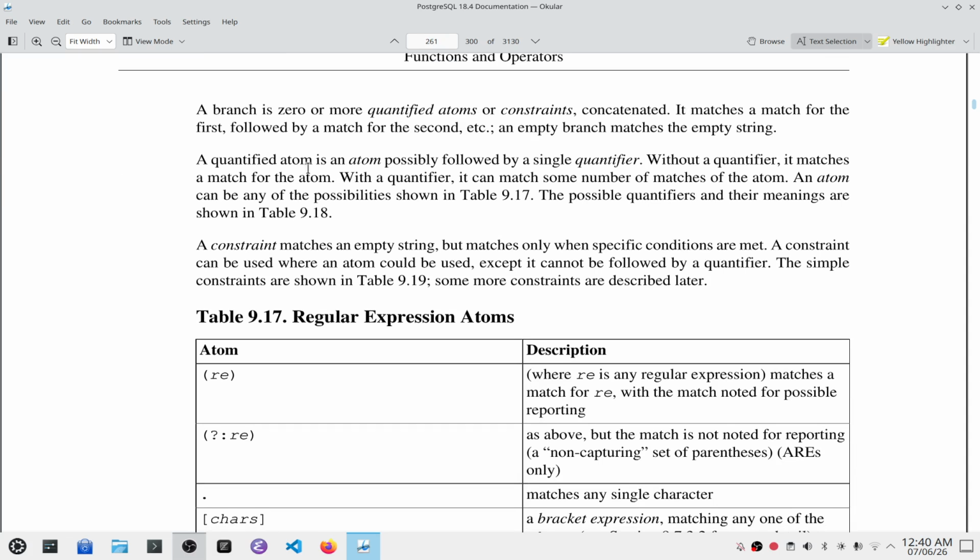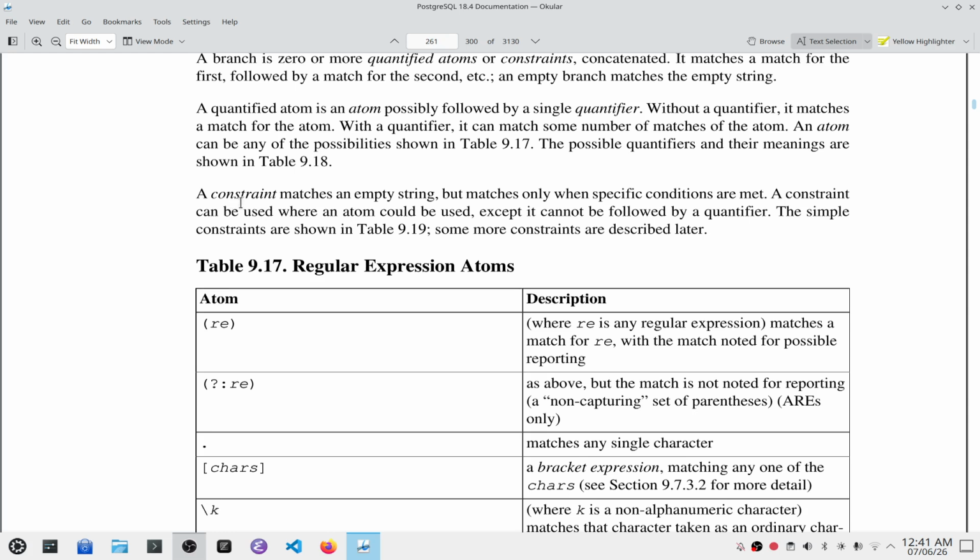A quantified atom is an atom possibly followed by a single quantifier. Without a quantifier, it matches a match for the atom. With a quantifier, it can match some number of matches of the atom. An atom can be any of the possibilities shown in table 9.17. The possible quantifiers and their meanings are shown in table 9.18. A constraint matches an empty string, but matches only when specific conditions are met. A constraint can be used where an atom could be used, except it cannot be followed by a quantifier. The simple constraints are shown in table 9.19; some more constraints are described later.